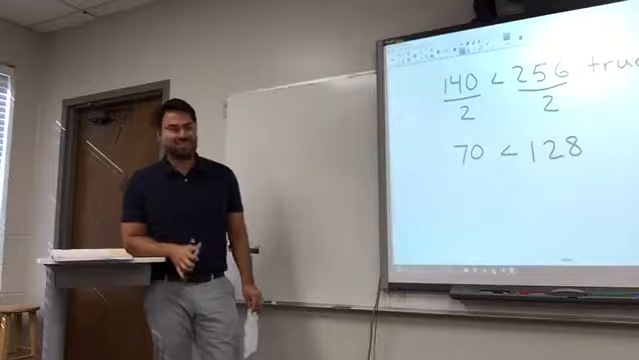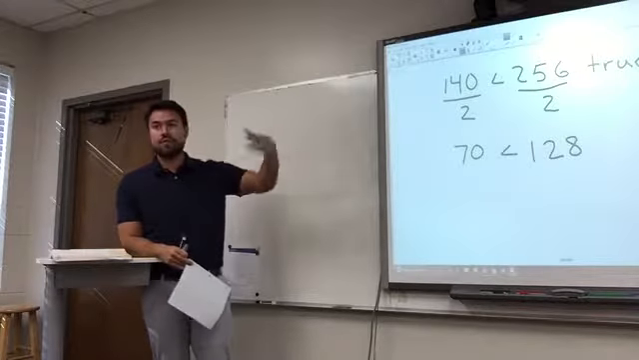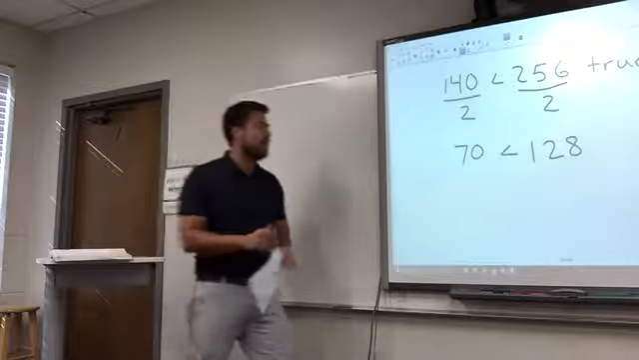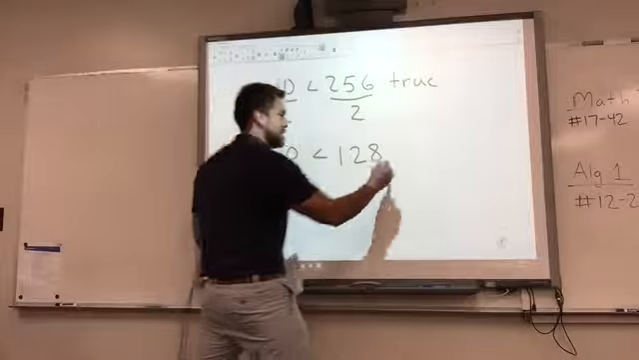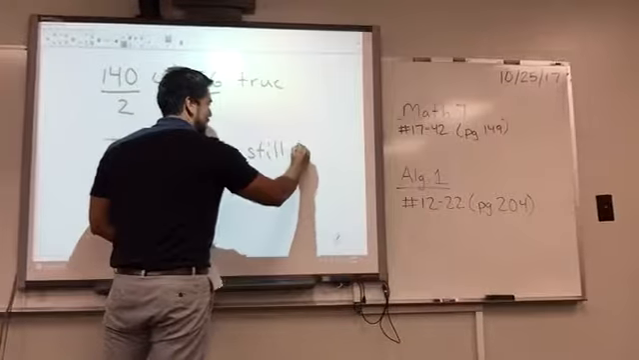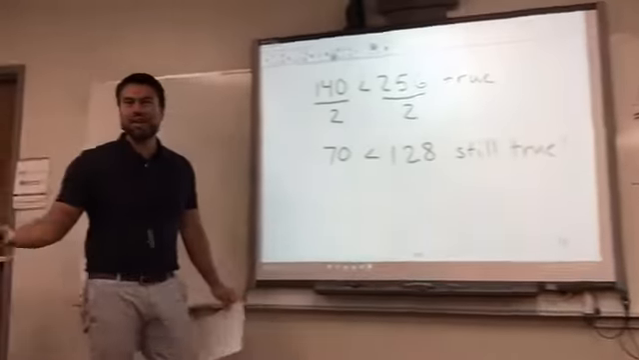Or maybe not. Maybe I didn't give you enough time, but the whole point is, can you get 70 and 128 if you divide both sides by 2? Good. Is this still true, or is it false? It's still true. Very important, still true. Like, Mr. A, what are you getting to?